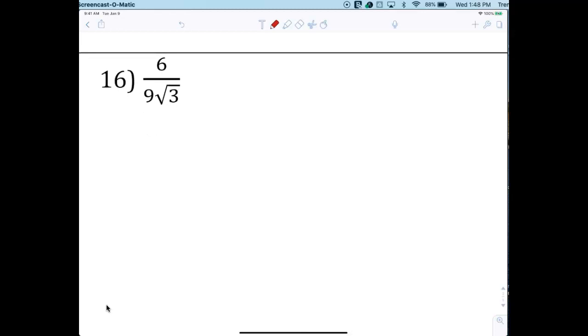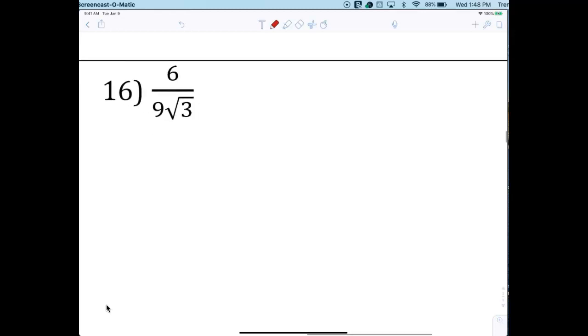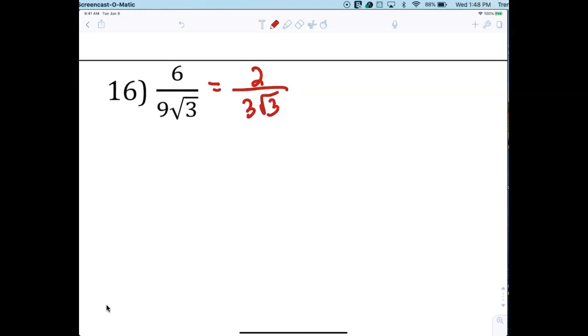All right, what should I do first on number 16? Reduce. So when I reduce it, 2 over 3. And now multiply the top and bottom by radical 3. What is the numerator? 2 radical 3. You can't multiply a number and a radical together. So it'd be 2 radical 3 over what? Over 9.